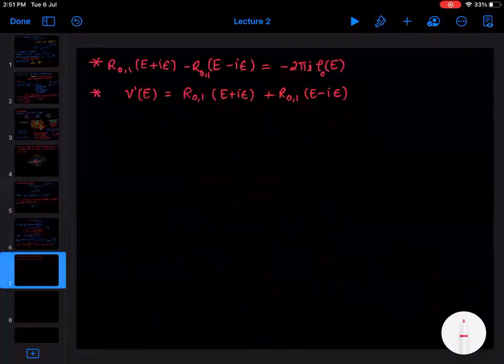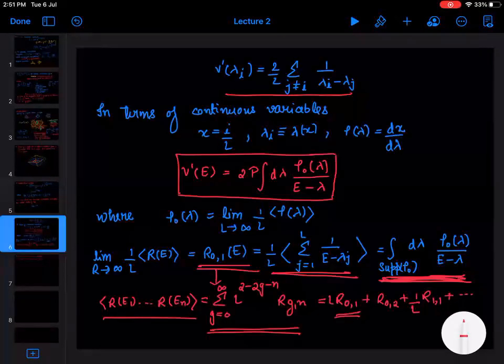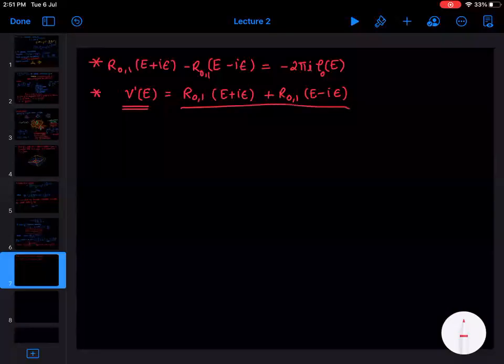And from this definition, two things are clear: the discontinuity of this gives us the eigenvalue density, and V prime of E, which we can figure out by looking at the saddle point equation, is given by this expression. Okay, is there any question up to this point?